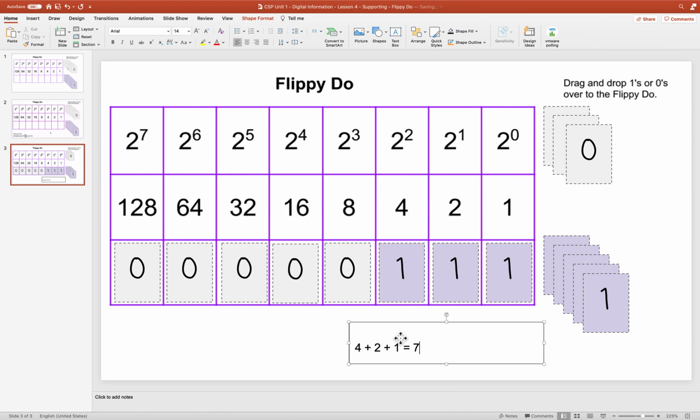Now, an easier way to have done that is we know that 7 is 1 less than 8, because 8 minus 1 is 7. We know that if we had a 1 in this column here, it would have been 8. And we know that 7 is less than 8. So because of that, every single column to the right would need to be a 1.